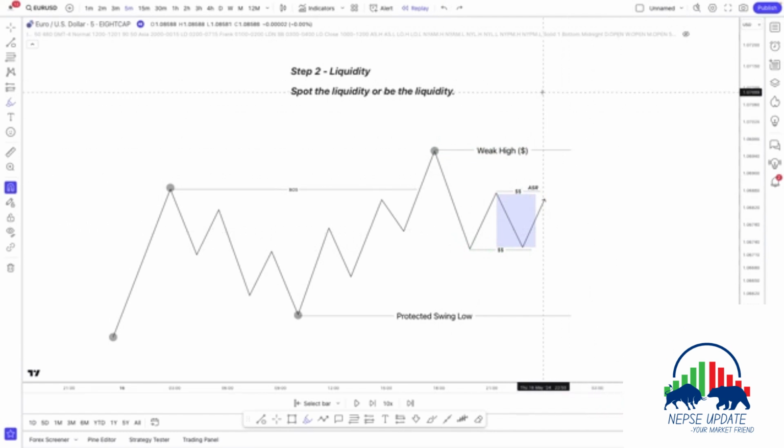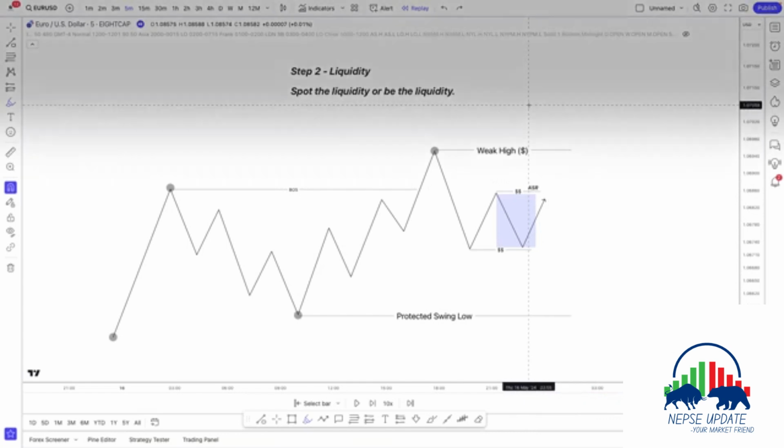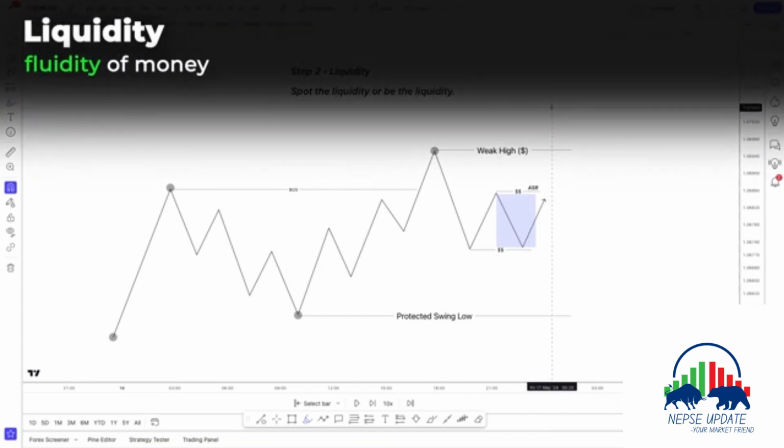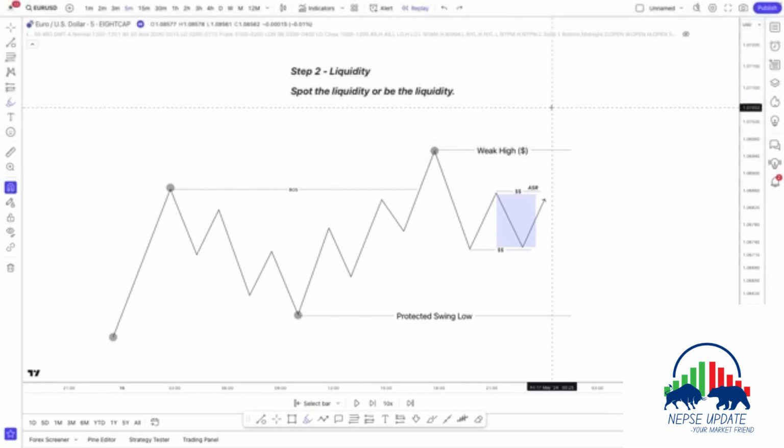In a very short, brief description, liquidity stands for obviously money, right? Fluidity of money. And ultimately, when we're looking for liquidity, all we care about is where are the stop losses, where are the take profits, and where are the entries. Because every time one of those things happens to a trader, that is liquidity coming into the market, right? So for example, if you have an order placed, then when that order gets triggered, you will either enter buys or sells into the market. So money flows into the market.